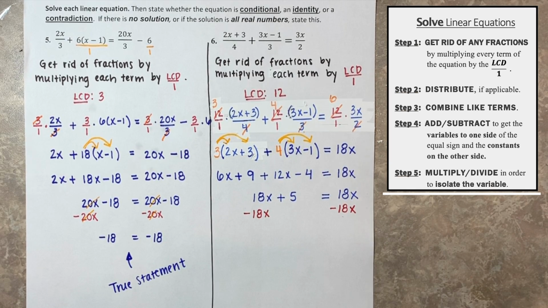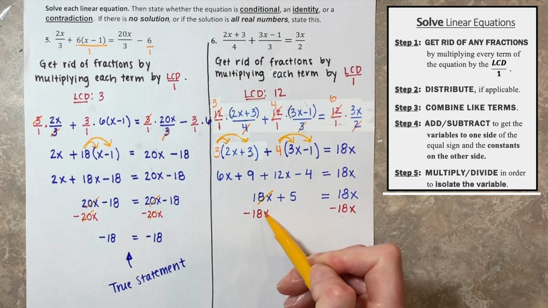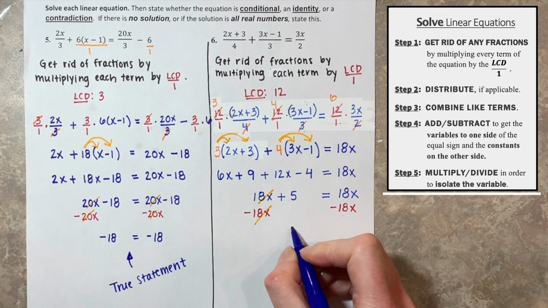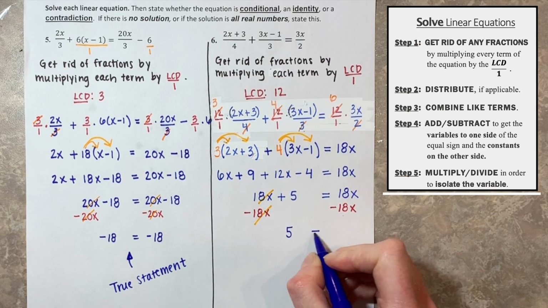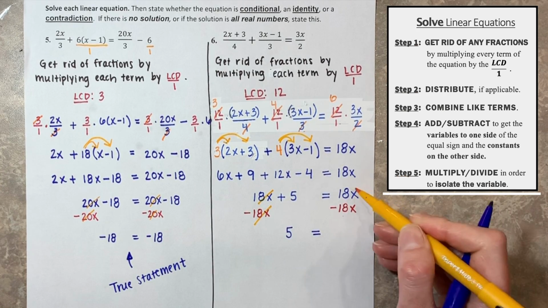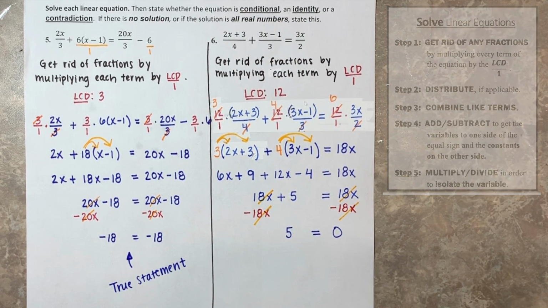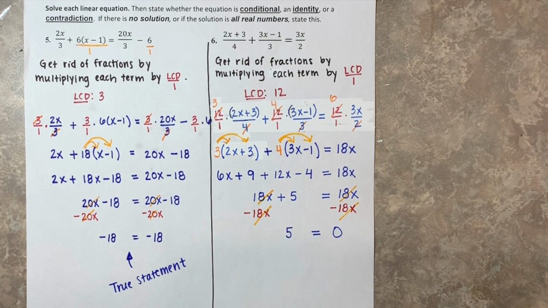Well, something interesting happens here. 18x minus 18x gives us 0. Those cancel out, so we're just left with 5 on the left. And again, 18x minus 18x gives us 0, so we're left with 0 on the right. So we're left with the false statement, 5 equals 0. This is simply not true. 5 does not equal 0.